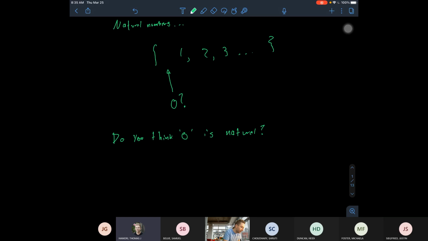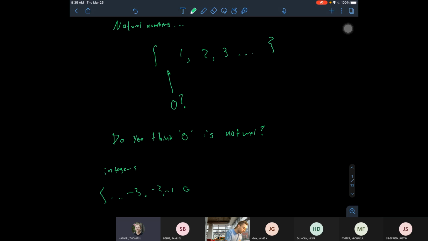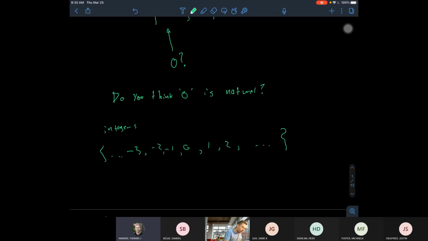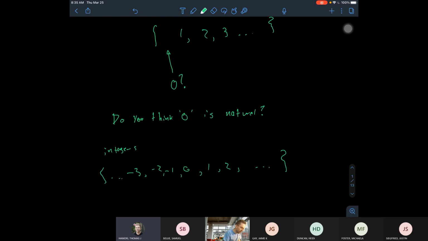Another argument you might have for yes would be to say, well, the integers is the set of numbers like -3, -2, -1, in both directions, and 0 also, and 1, 2, and so on. So this is the integers. One way to think about why we might include 0 in the naturals would be to say the integers are just all the naturals plus the negative ones. So if we take away all the negative ones, we'd be left with the naturals, and that'd be 0, 1, 2, 3, and so on.